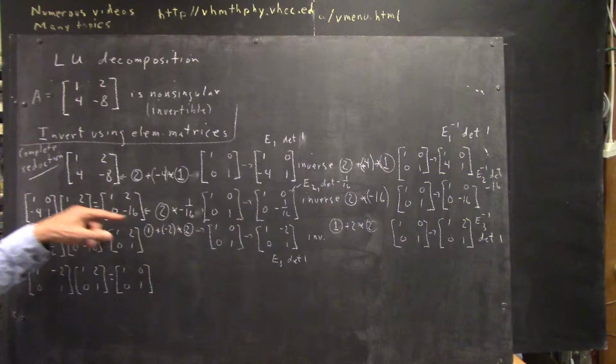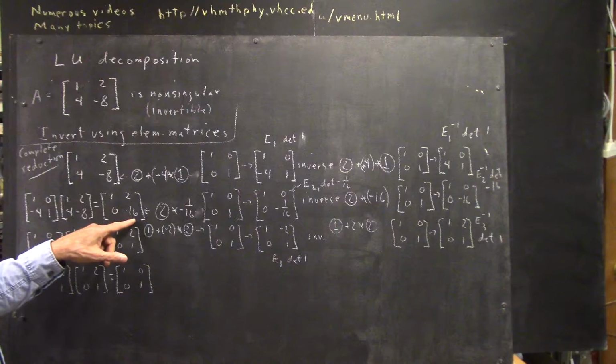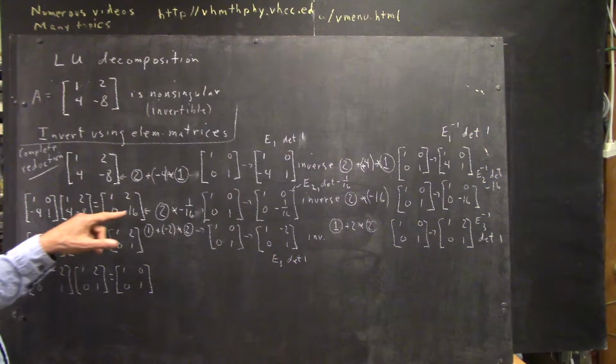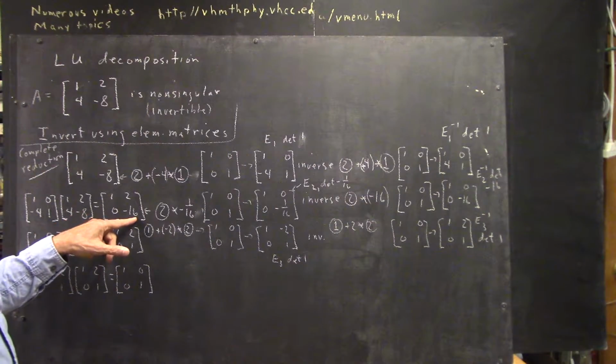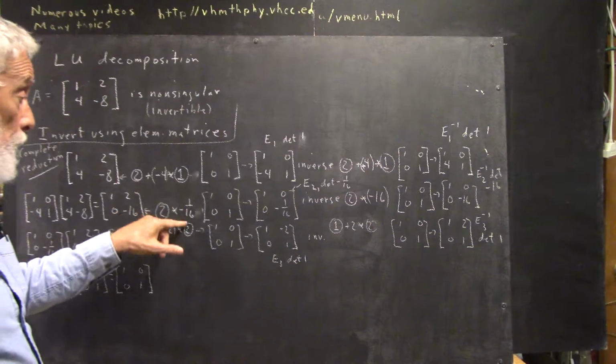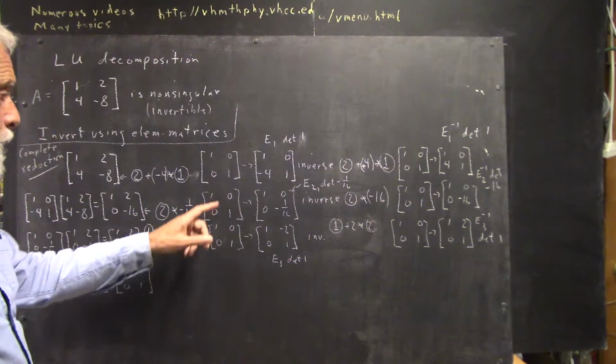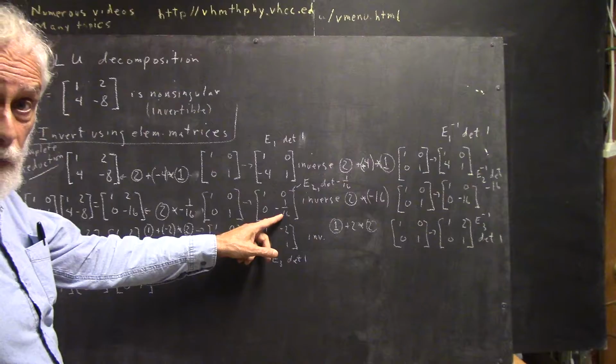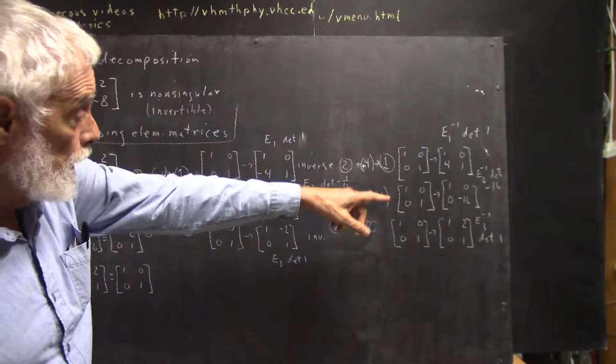We want to take this matrix. What's our next step in reduction? The obvious step is to reduce this so that we have a 1 here. We do that by multiplying the second row by negative 1/16. Well, we do that to the identity and we get this matrix. And then we note the inverse matrix.